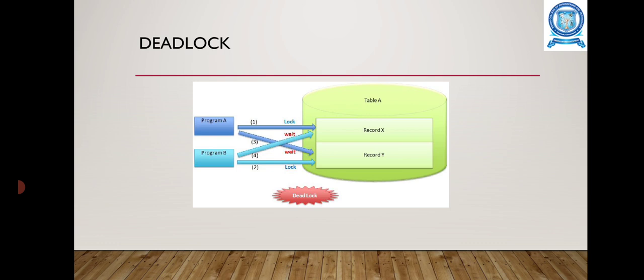This is the example diagram for the above transactions. At the same time, program B locked the item Y. Both programs A and B are waiting for the record X as well as the record Y because they are already locked by some other transactions. This situation is known as deadlock.